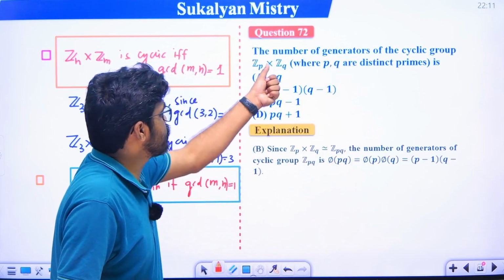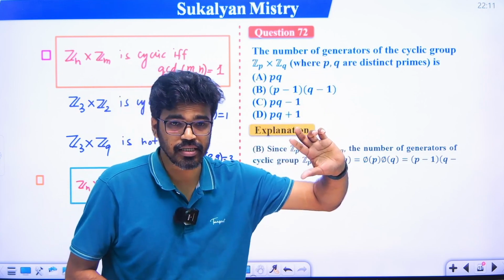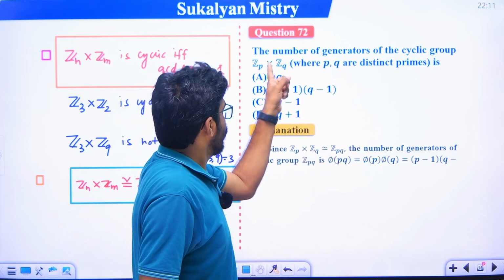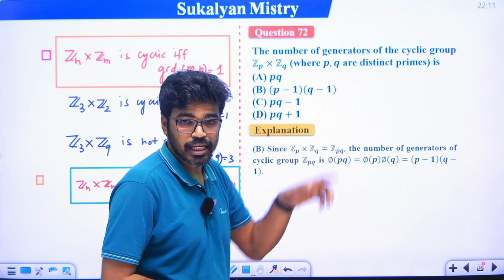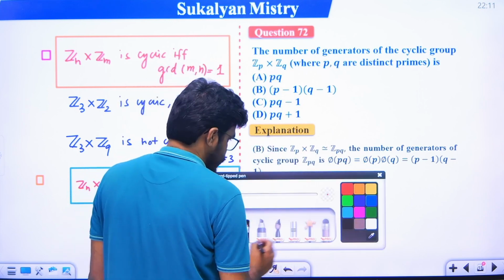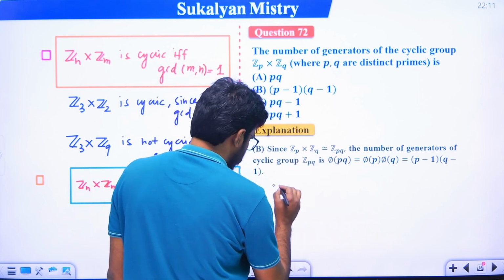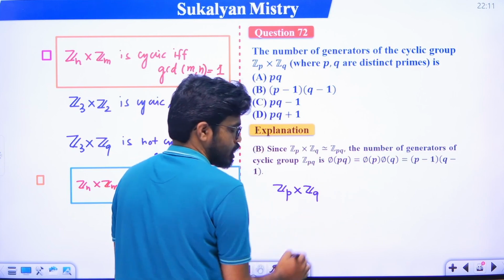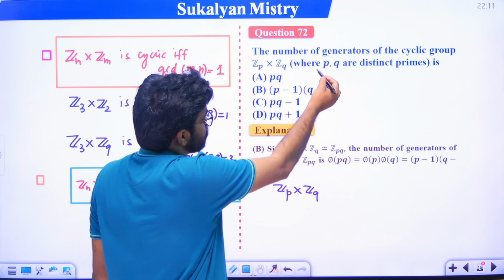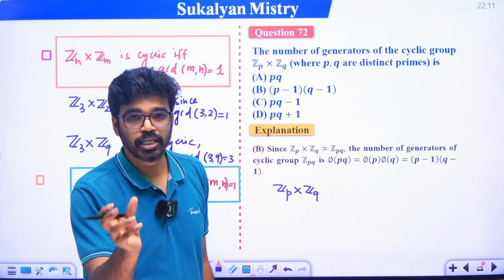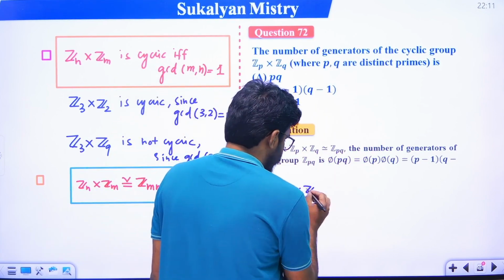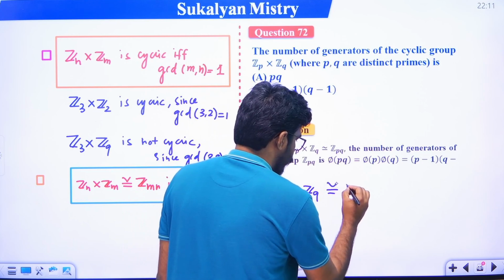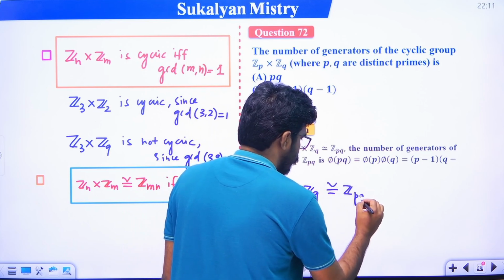So here it is given that we have to calculate the number of generators of this cyclic group. Obviously, this is a cyclic group. Why is this a cyclic group? Zp cross Zq is a cyclic group because it is given that p and q are distinct primes, that is, p and q are relatively prime. So Zp cross Zq is isomorphic to Zpq.